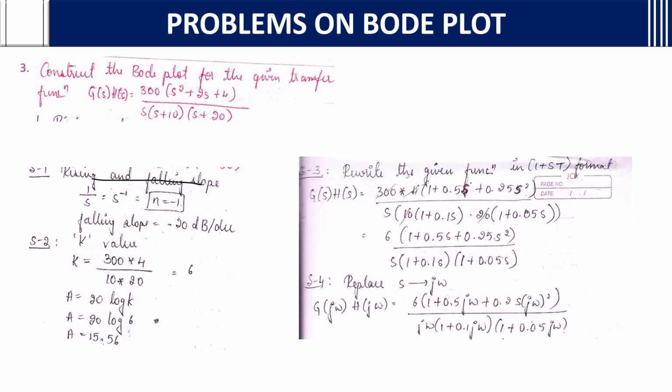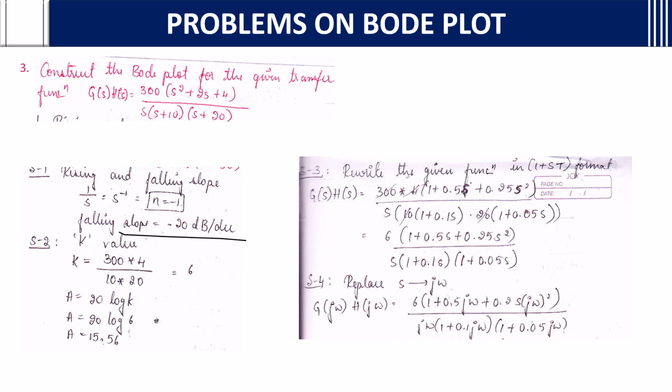For example, if there is no s value here, then s power 0 it is, so the n value will be 0 only. Just understand it that way. So 1 by s is s inverse, so n will become minus 1. So it is a falling slope, minus 20 dB by decade. Falling slope means minus 20 dB by decade. If it is a rising slope, it is plus 20 dB by decade. For example, if it is s square, then 1 by s square, so n will be minus 2. Like that you should remember.